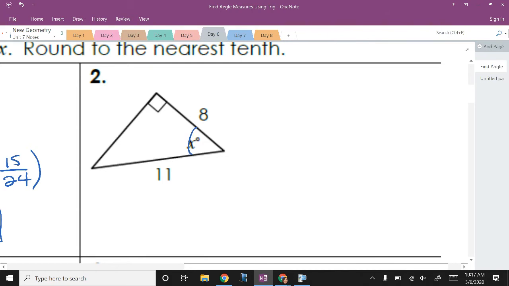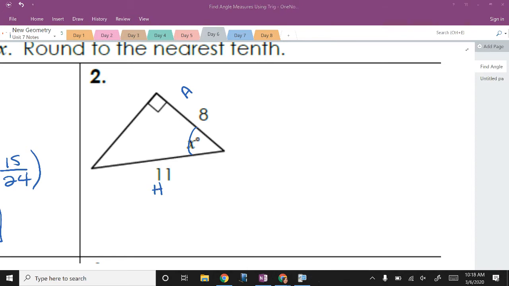So that 8 that they give me is what? Adjacent. The h that they gave me is what? Hypotenuse, right? So are we going to use sine, cosine, or tangent? Cosine, because we got the adjacent and the hypotenuse, and cosine is adjacent over hypotenuse, right?